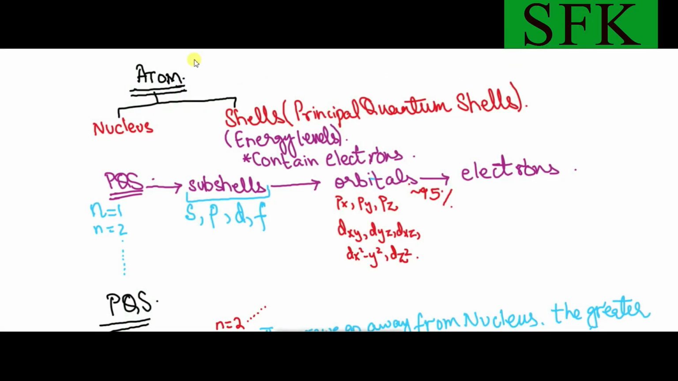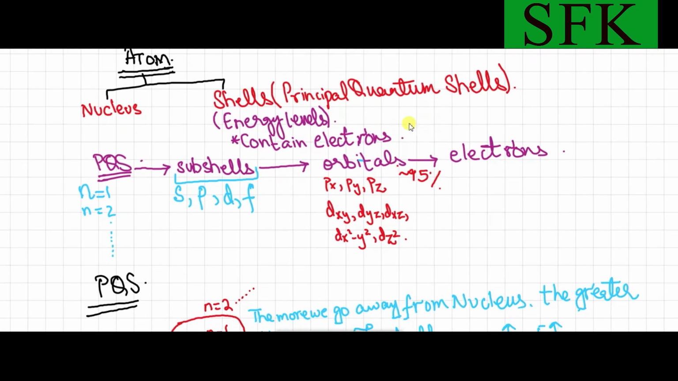Look at the atom in a bit more detail now. An atom is composed of a nucleus and principal quantum shells, or more simply, the shells. We've talked about the nucleus, that it contains protons and neutrons, in the previous videos. Now we are going to look at the shells in a bit more detail.